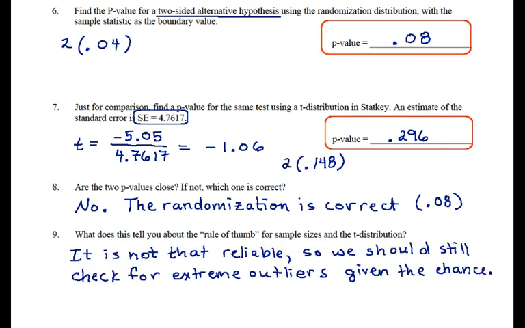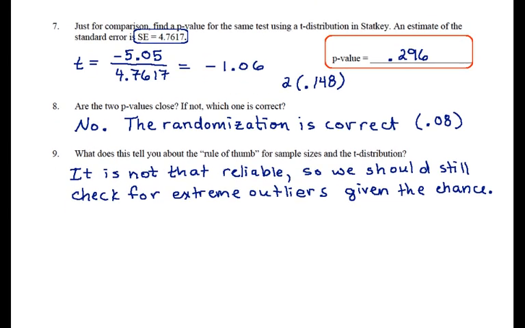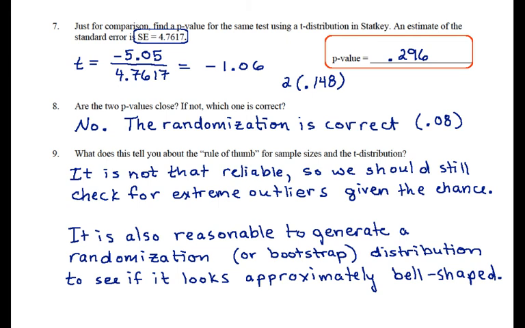So we should look at our sample, see if we have extreme outliers. Another thing that's reasonable to do is just generate a randomization distribution if you're not sure. If it looks approximately bell-shaped, it's okay to go ahead with the t-distribution to calculate your p-value. So keep in mind that this is an option. You would use a randomization distribution if the context were a hypothesis test. You would want to use a bootstrap distribution if the context were a confidence interval. It's still the same thing that we're concerned about, and it's the same basic criteria for determining whether it's reasonable to use a t-distribution for inference.